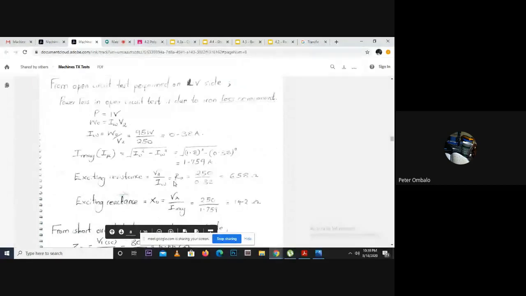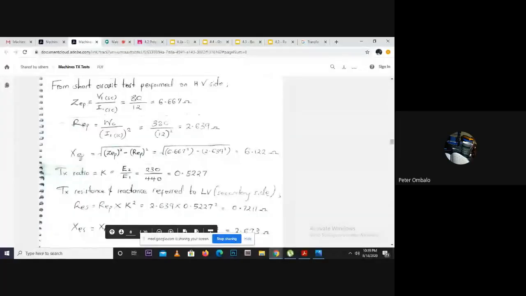Now next, we're going to obtain R naught and X naught. R naught is V over I. X naught is also going to be V over I, just with the respective current, either the magnetizing or the iron component. So now we get both of them, and these represent the open circuit components.